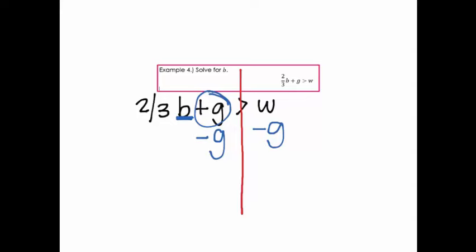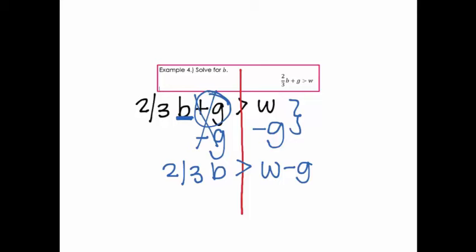Go ahead and write down what you think that next line is going to look like. You should have seen that your g's eliminate, and that's going to leave you with 2/3 b is greater than w minus g. Remember, these two terms are not alike. Because they're not alike, you cannot combine them. So you're just going to write it out like we did below.